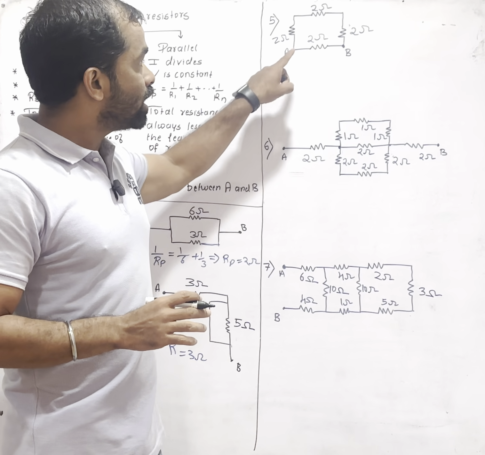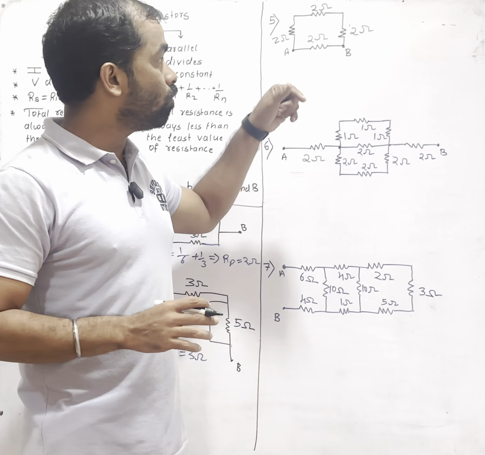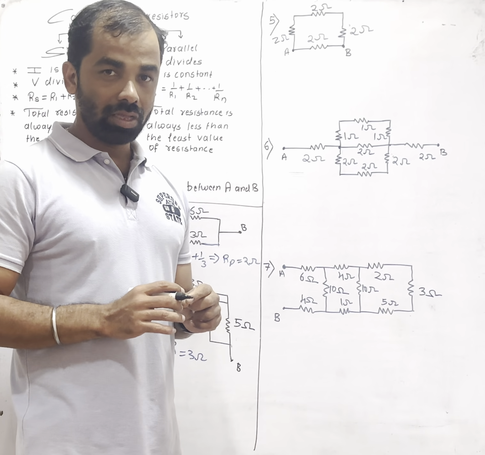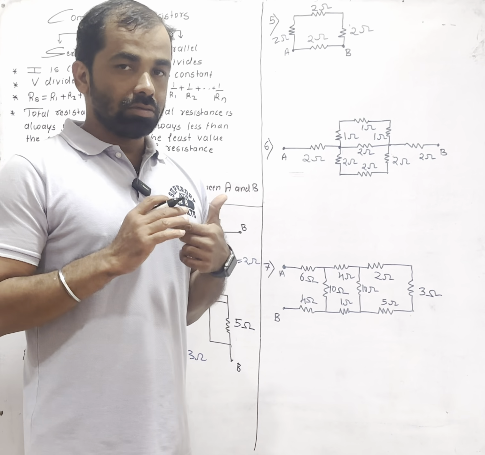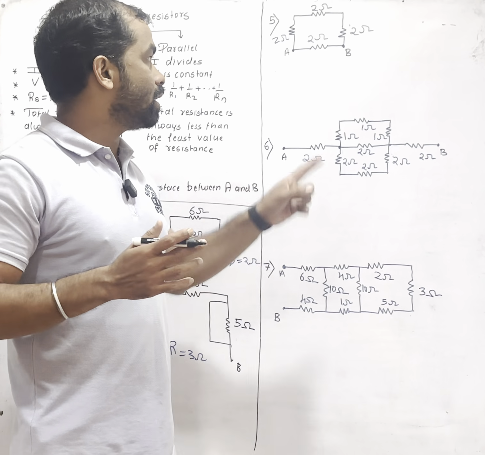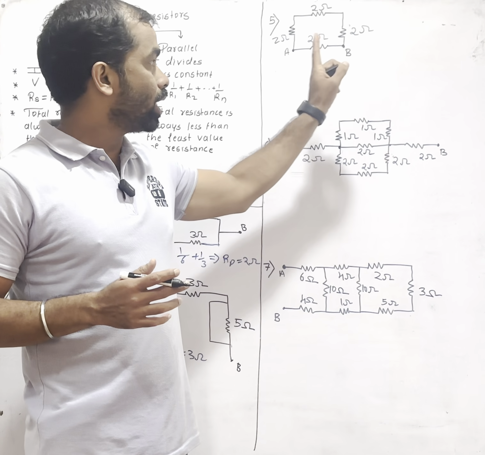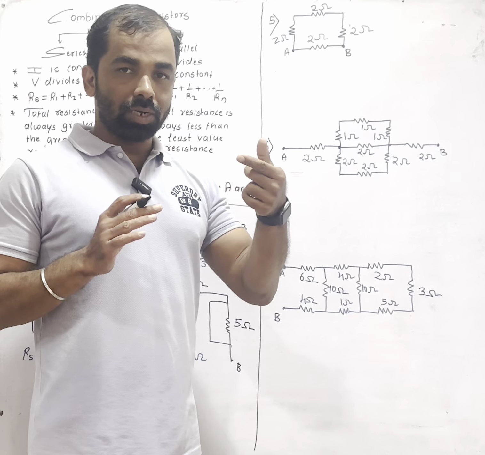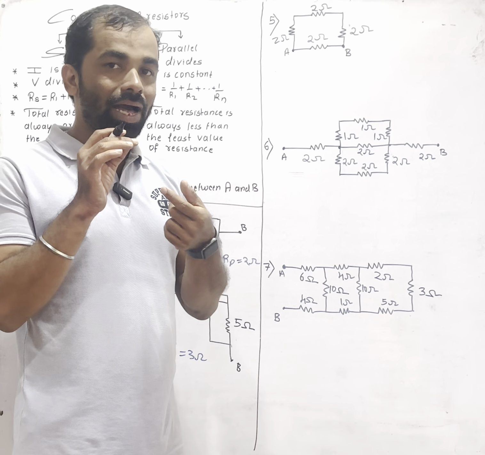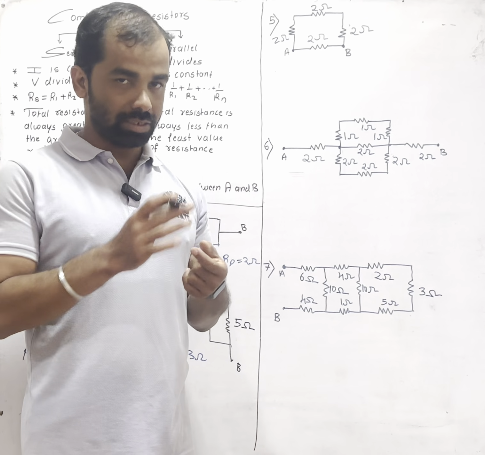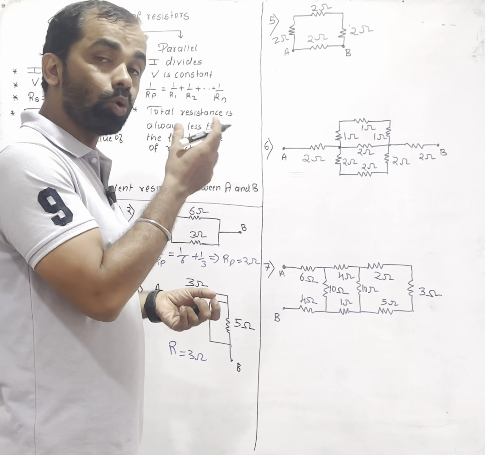Okay, assume that you are standing at point A and you want to go to point B. So there are how many ways? Most of the people will say only one, they will take the shortcut. But you can take the shortcut, but whenever you have two paths, both paths you have to consider. In a circuit you have to consider both the paths.